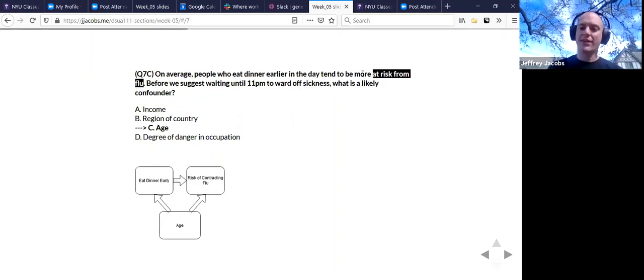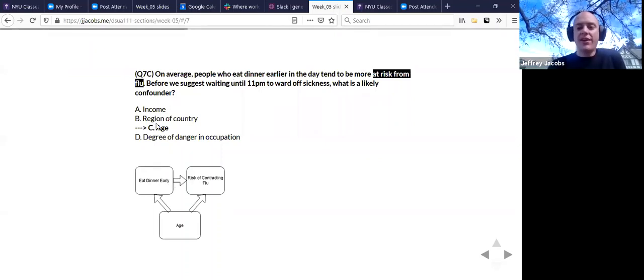And then again, "more" is describing the arrow, not the nodes themselves. That's why it's a connector in between the independent and dependent variables. So eat dinner early, then an arrow of a posited or hypothesized causal relationship, and then risk of contracting flu, right? And again, before we suggest waiting until 11 p.m. to eat to ward off sickness, what is a likely confounder?